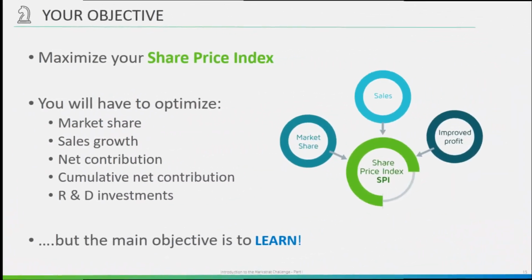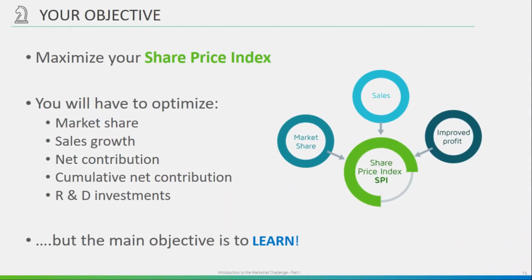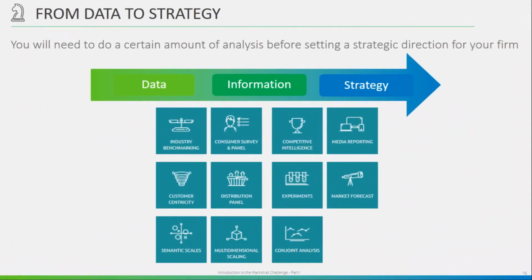Okay, managing your firm. Again, your objective generally is to maximize your share price index, but in this course, it's maximize your cumulative earnings before taxes. So all of these things you need to optimize. The more you optimize all of these, the better off you're going to be in the class. You take data, turn that data into information, which basically is learning, and you turn that into a marketing strategy that you then put in place and try to grow your company's value.